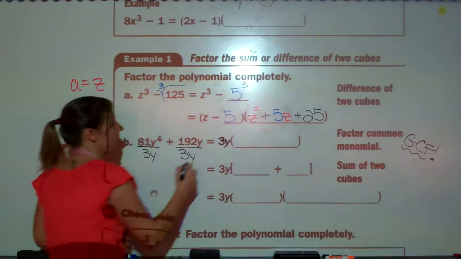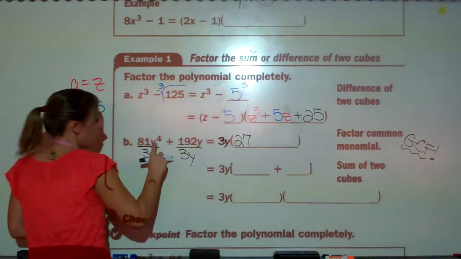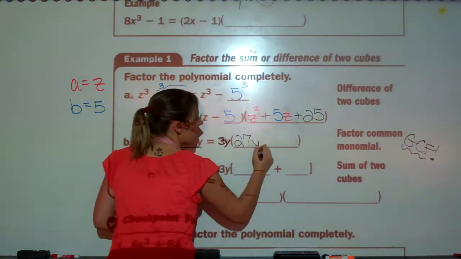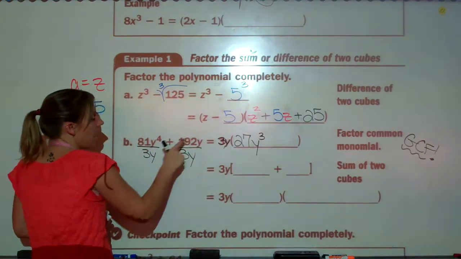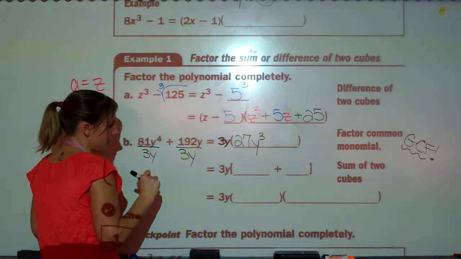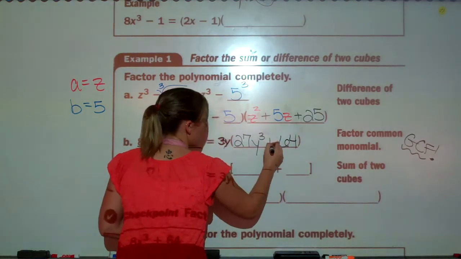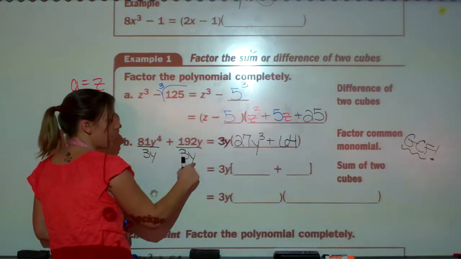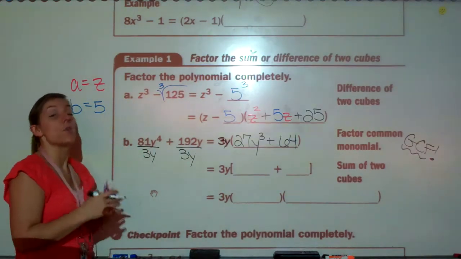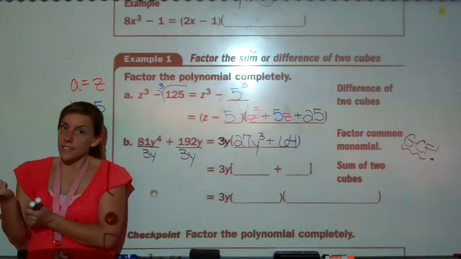So 81 divided by 3 is 27. Y to the 4th divided by y is y to the 3rd. 192 divided by 3 is 64. It's a plus in between, and then the y's cancel. Okay? So that is what we did before, was we did GCF.